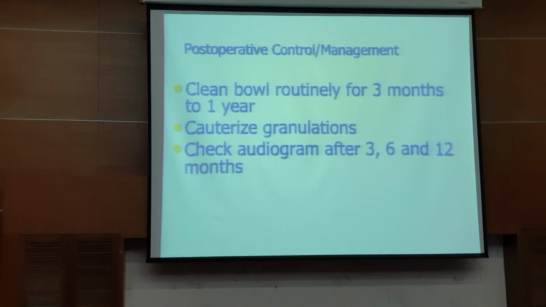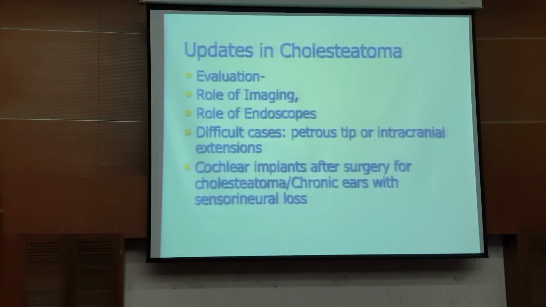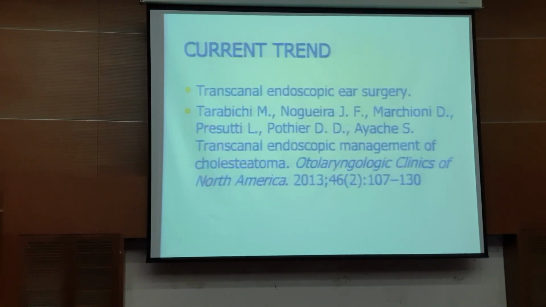Okay, post-operative control, straightforward. I will skip this post-op management. The most important thing, you all need to know that if the patient has progressive sensorineural hearing loss secondary to cholesteatoma, you can have a hearing aid first. Number 2, you can also give the option of cochlear implant after you eradicate the disease.